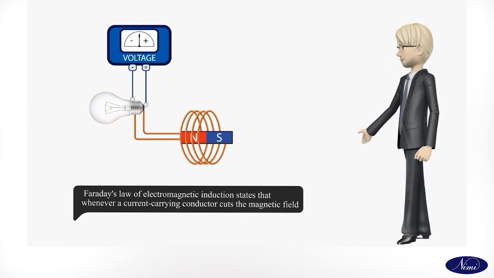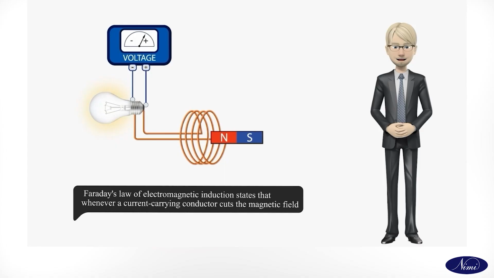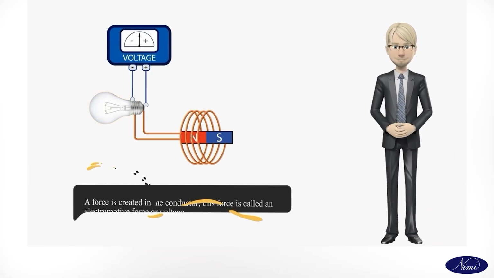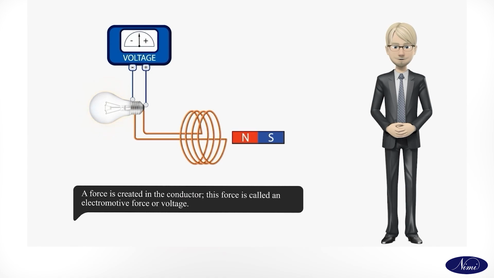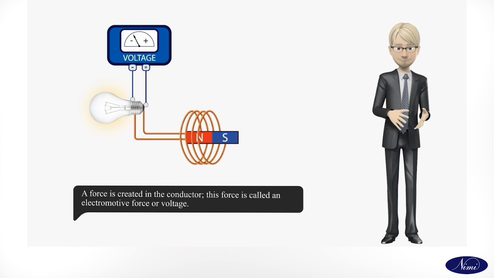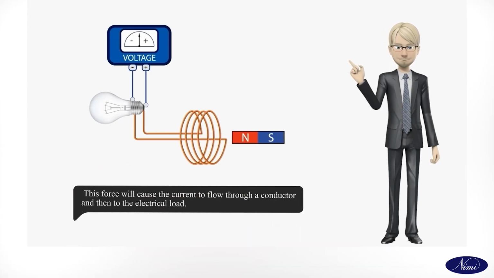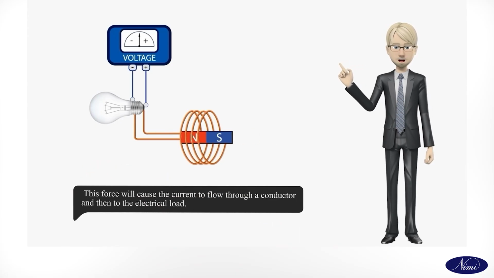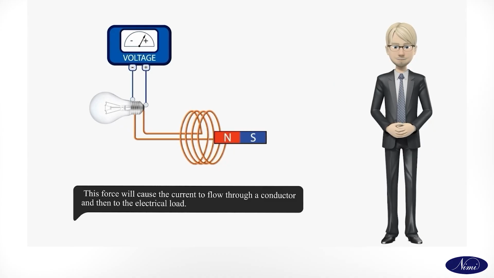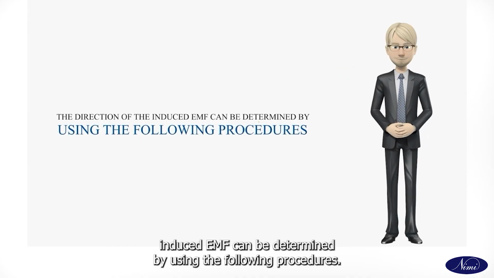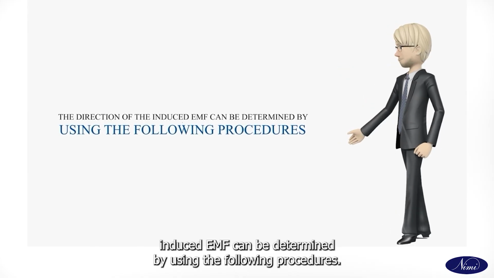Faraday's law of electromagnetic induction states that whenever a current-carrying conductor cuts the magnetic field, a force is created in the conductor. This force is called an electromotive force or voltage, figure 2. This force will cause the current to flow through a conductor and then to the electrical load. The direction of the induced EMF can be determined by using the following procedures.